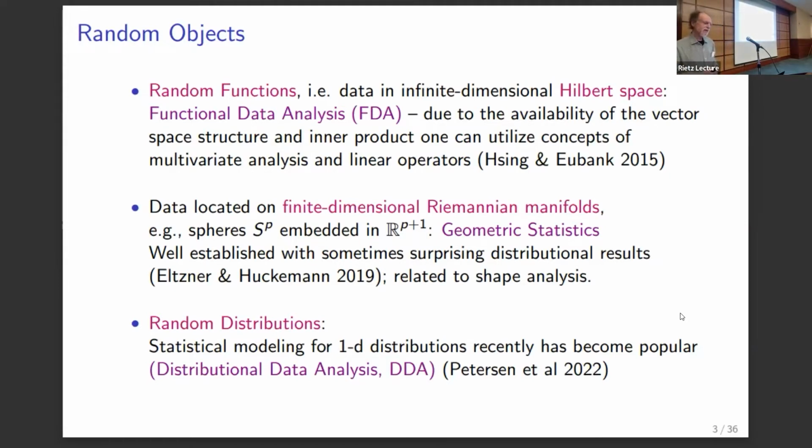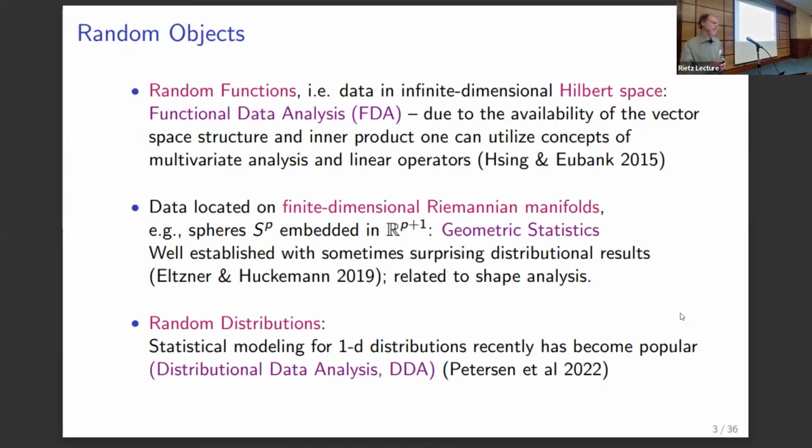A second big area or situation which has been considered for a long time are finite dimensional Riemannian manifolds, for example, spheres S^p embedded in R^(p+1). That has constituted a field of geometric statistics that's very well established. But still there are surprising results, for example, regarding certain distributions on spheres and central limit theorems with non-traditional rates.